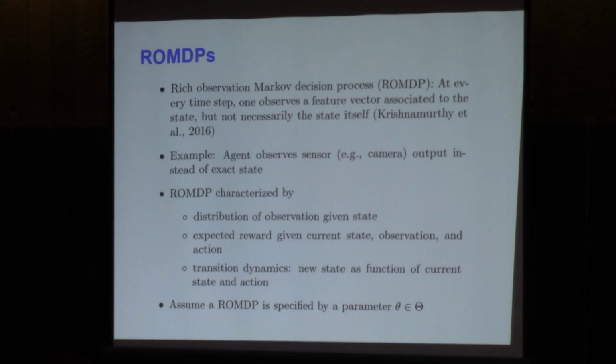Okay, so in general, these will be unknown quantities, but they characterize the environment and how new states and rewards are generated by an agent. And we're just going to denote a ROMDP by a parameter theta.